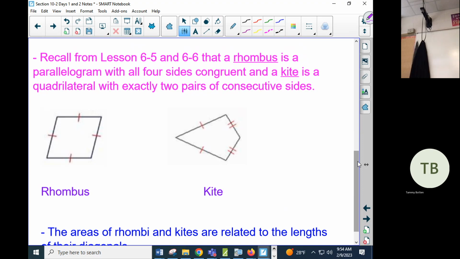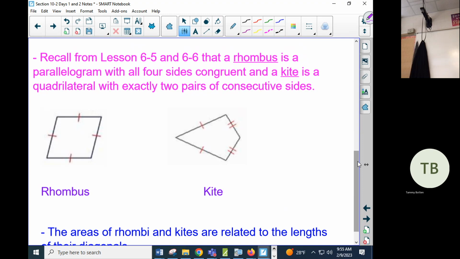But if you guys look at this, what happens with a rhombus is all 4 sides are equal. And then with a kite, like I said, I'm not quite sure if I talked about this or not with you guys, but these 2 sides would be congruent always, and these 2 would be congruent.